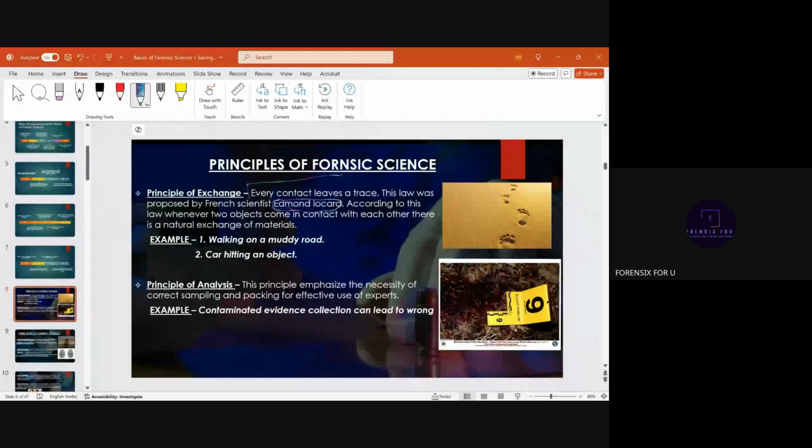This is the law. Every contact leaves a trace, which means that whenever two objects come in contact with each other, there is an exchange of their matter, even if it is at the nano level or micro level. If you are holding somebody's hand, his or her sweat is going to be transferred to your hand, and your sweat is going to be transferred to his hand. If you're walking on a muddy road, the mud is going to have your shoe prints or footprints, as you can see here, and your foot is going to catch some of the mud that you're walking on.